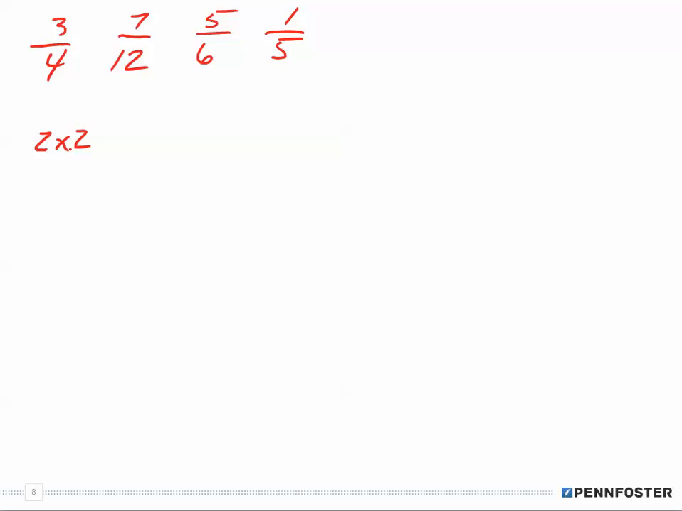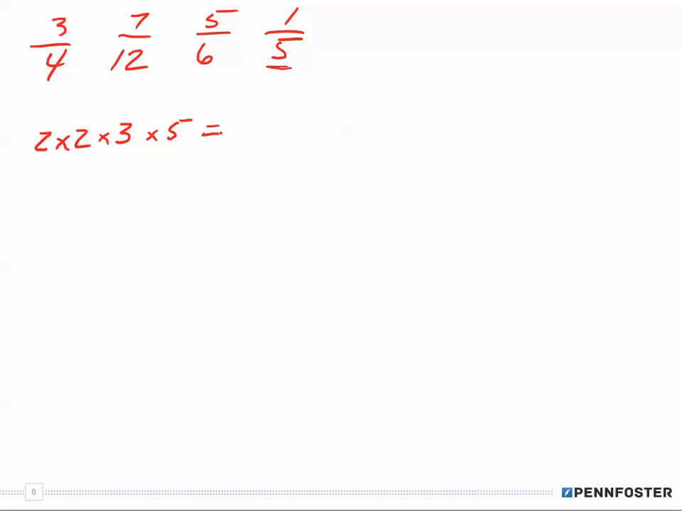Okay, now, can the 4 go into 12? Yes, it can, 3 times. Since 12 is the largest denominator, I don't have to worry about it, and I know that 2 and 3 can make 6. But now I have a problem with the number 5. 5 doesn't easily go into any of the other ones, so I'm going to multiply by 5.